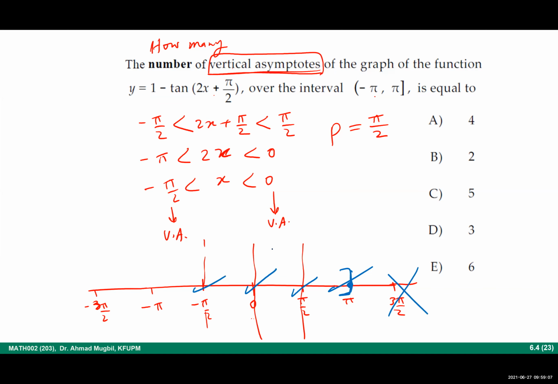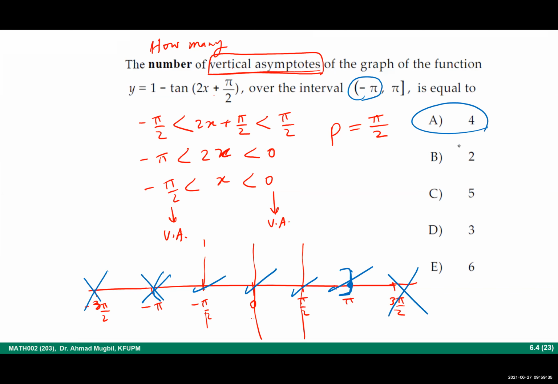Now negative pi over 2 is in. Negative pi is out because the interval is open, so this is not included. Of course, this is not included either because the interval stops here. It is open here, so this is the end of the interval. So how many do we have, shabab? This, of course, we said it is not in. 1, 2, 3, 4. So the answer is A.